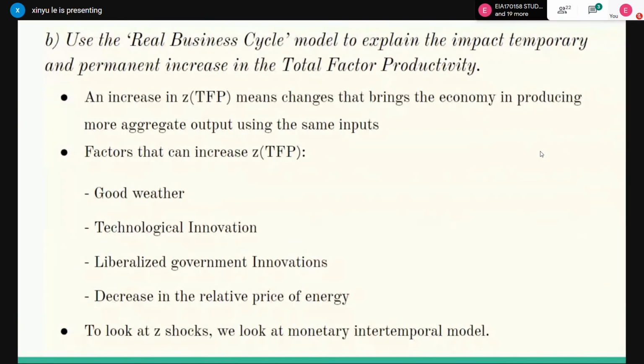So for 1B, use the real business cycle model to explain the impact of a temporary and permanent increase in the total factor productivity. An increase in Z means changes that bring the economy to producing more aggregate output using the same inputs. Factors that can increase total factor productivity are good weather, technological innovation, liberalized government regulations, and a decrease in the relative price of energy. To look at Z shocks, we look at the monetary intertemporal model.